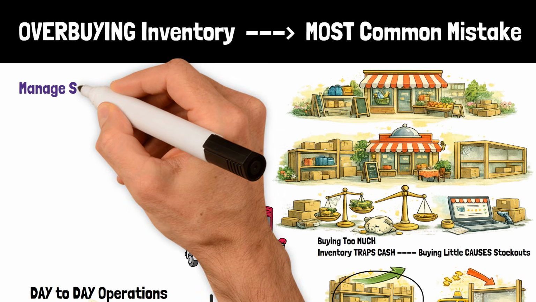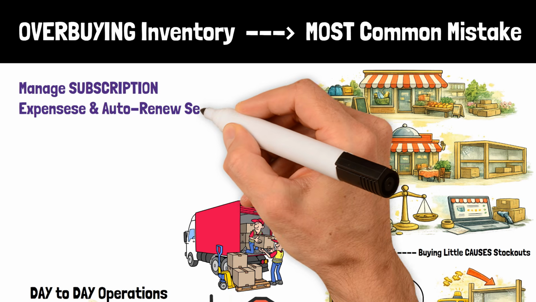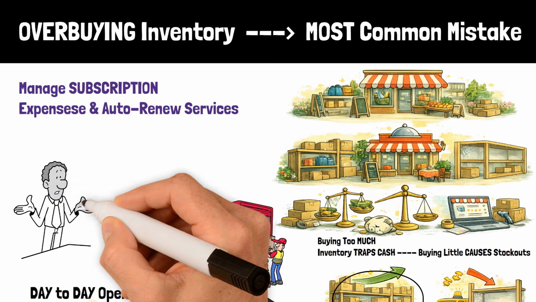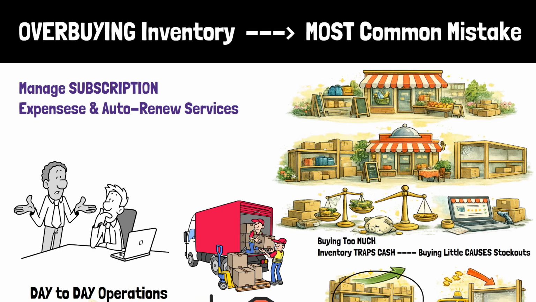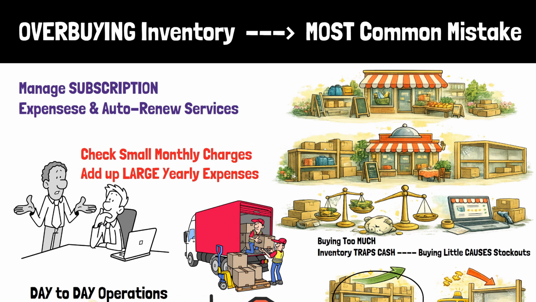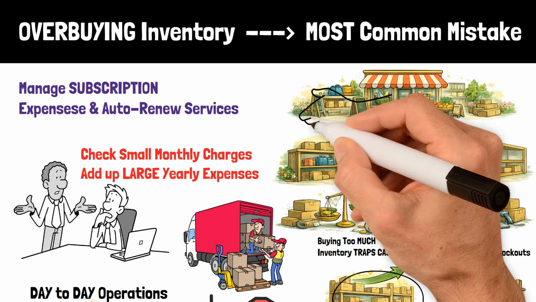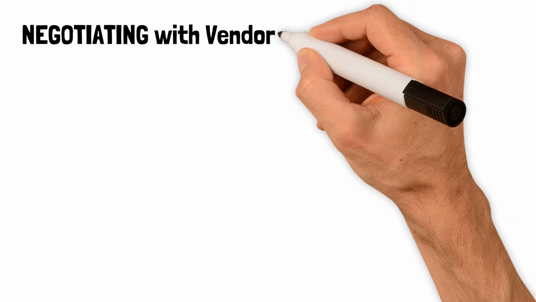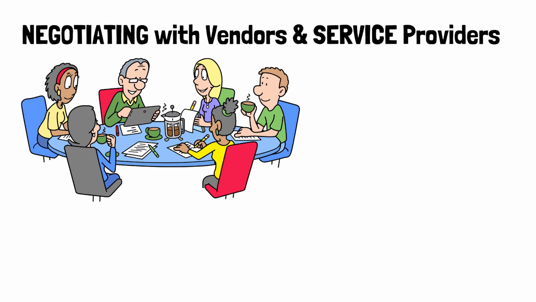On the other hand, subscription expenses and auto-renew services drain cash quietly every month. Many businesses sign up for software, tools, and memberships that are rarely used, and these small monthly charges add up to large yearly expenses that steal cash without providing value. Cutting these unnecessary expenses is one of the easiest ways to improve cash flow without hurting operations. Negotiating with vendors and service providers is another overlooked strategy.